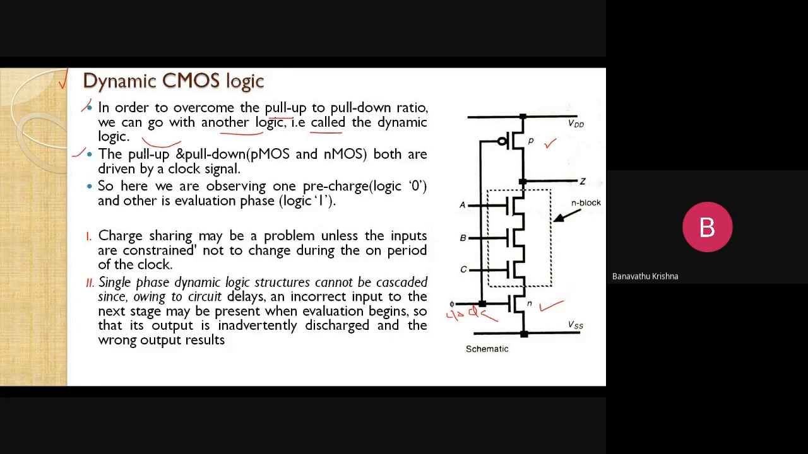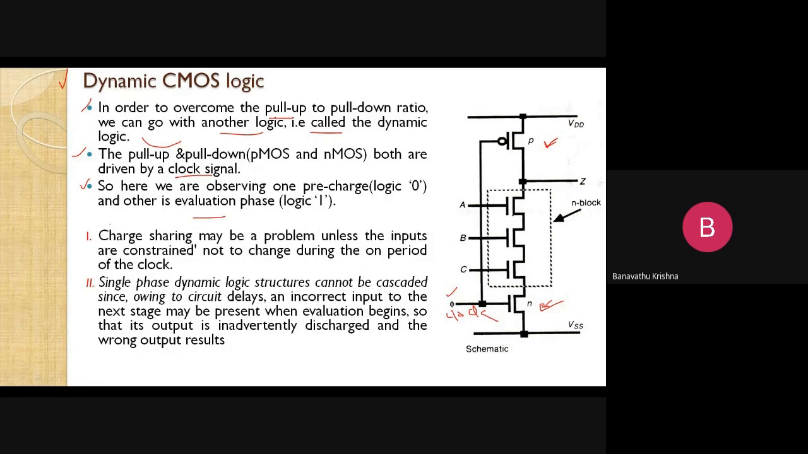And the second point is that the pull up and pull down are both driven by a clock signal, right? So it is a pull up device and a pull down device, both driven by a clock signal denoted as phi, right? Okay, so here we are observing one pre-charge phase and one evaluation phase. The pull-up device is the pre-charge, and it is not the evaluating phase. I will explain later how it is going to be pre-charge and how it is going to be evaluation phase, based on these pull-up and pull-down devices, right?